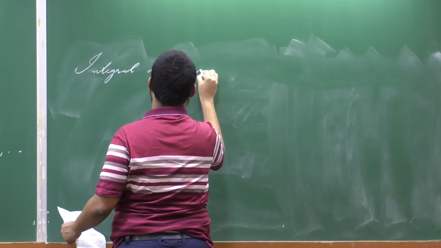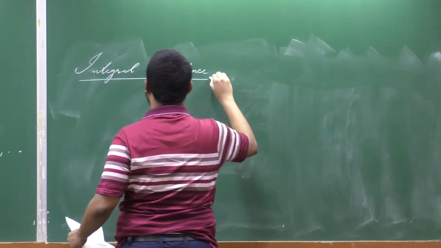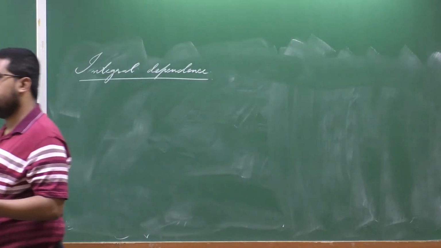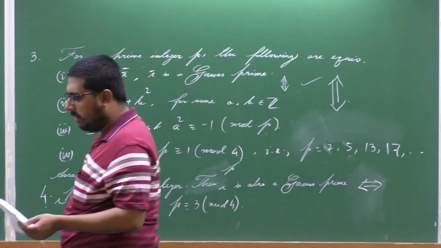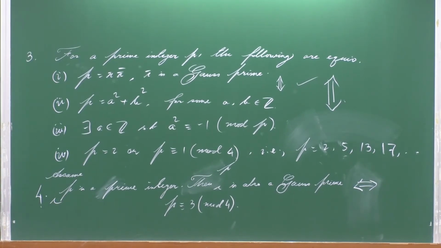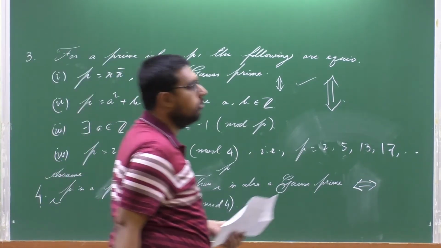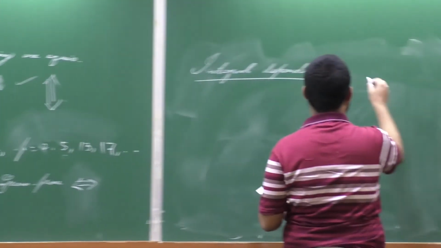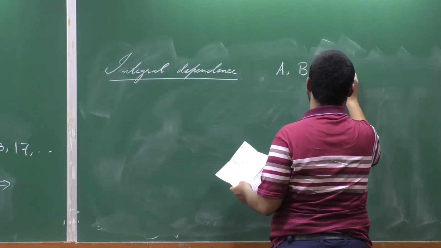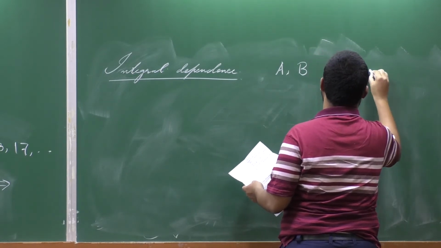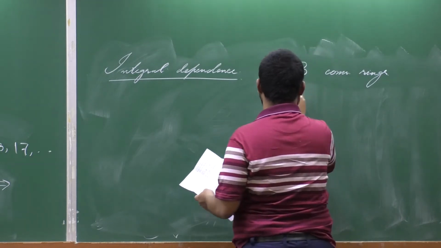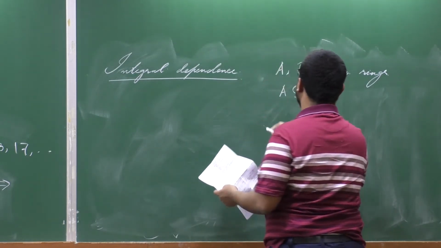Integral dependence. For the rest of this lecture, or maybe in the subsequent lectures, unless otherwise stated, we always assume all the rings that we are dealing with are commutative. So here we have, let us say, A and B, two commutative rings, and A is a subring of B.